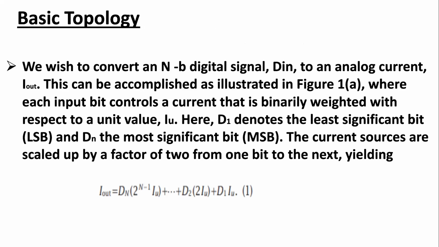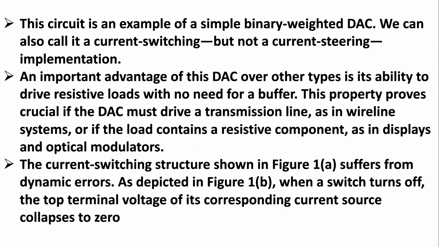Basic topology. We wish to convert an n-bit digital signal D into an analog current IOUT. This can be accomplished as illustrated in figure 1, where each input bit controls a current that is binarily weighted with respect to unit value U. Here D1 denotes the least significant bit, LSB, and DN the most significant bit, MSB. The current sources are scaled up by a factor of 2 from one bit to the next. The circuit is an example of a simple binary weighted digital to analog converter. We can also call it a current switching, but not a current steering, implementation.